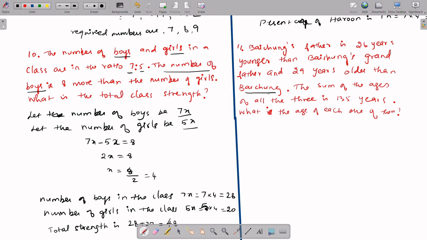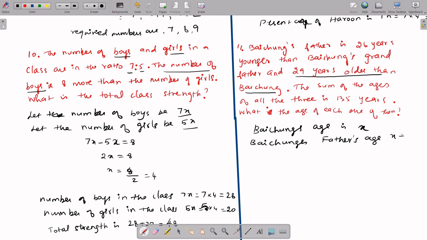So if we know Baicheng's age, what about his father's age? The father's age is 29 years older than Baicheng. So we take Baicheng's age as x. Then Baicheng's father's age is x plus 29.